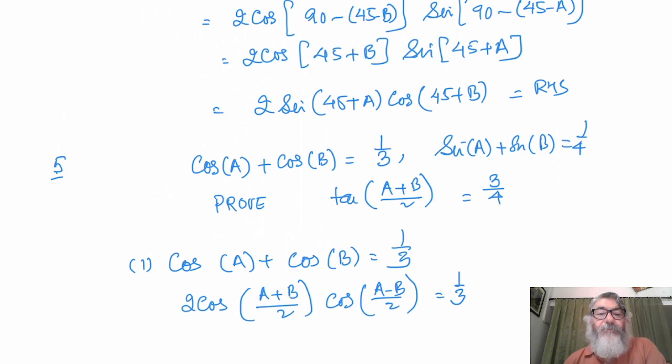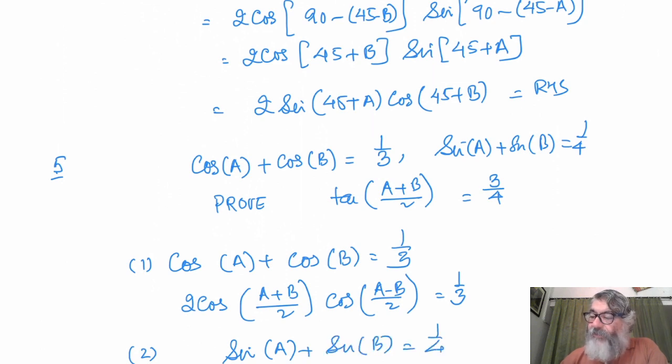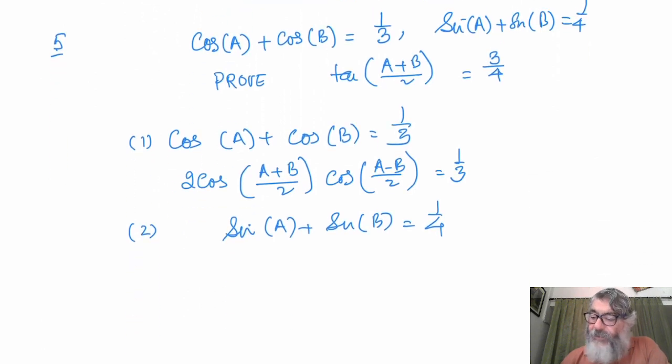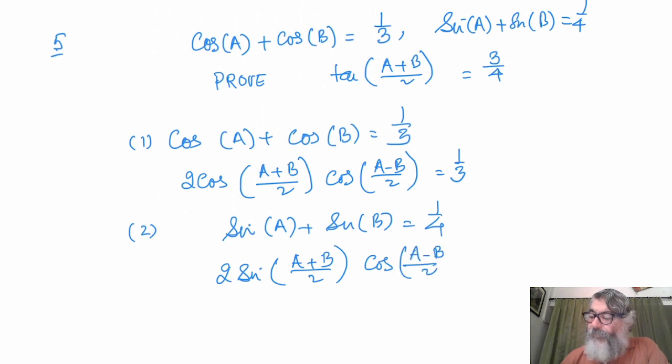Cos A plus cos B is 2 cos (A plus B)/2 cos (A minus B)/2. Similarly, sin A plus sin B is equal to 1 upon 4. So let us combine these two factors. Sin C plus sin D will become 2 sin (A plus B)/2 cos (A minus B)/2 is equal to 1 upon 4.